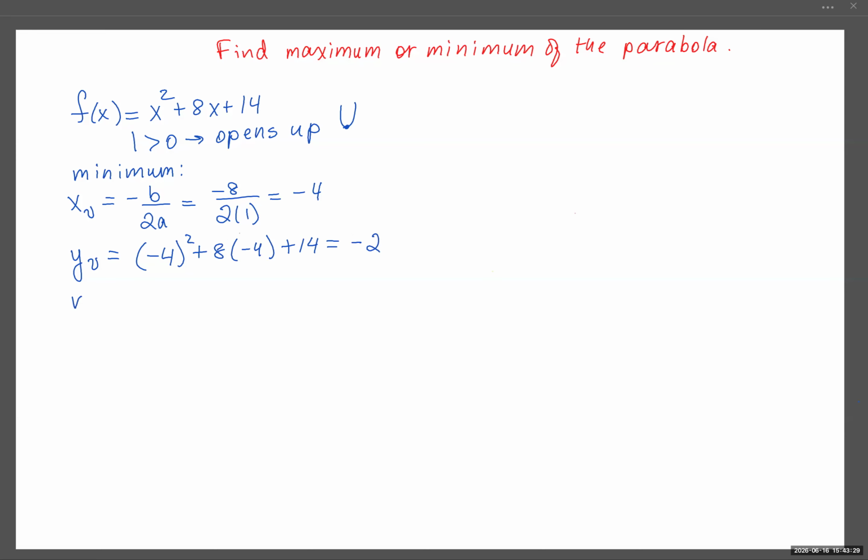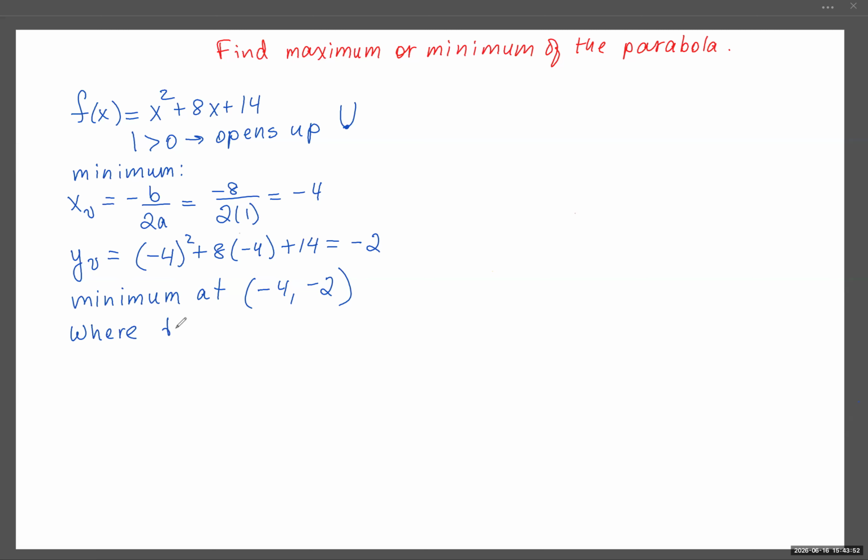So I can write down the answer, minimum, at the ordered pair, negative 4, negative 2. So this is a perfectly good answer, but sometimes it's asked in a different way. So once in a while, you'll see this type of question.